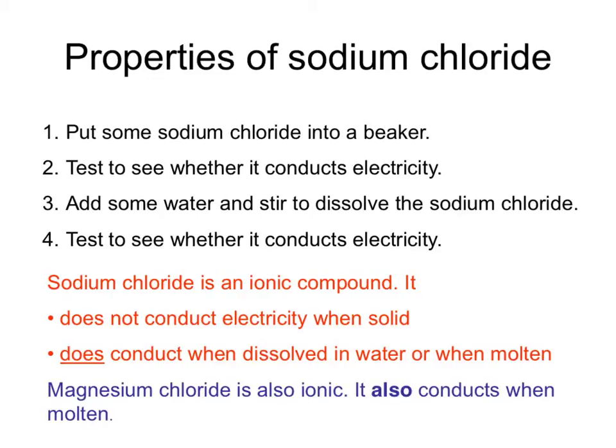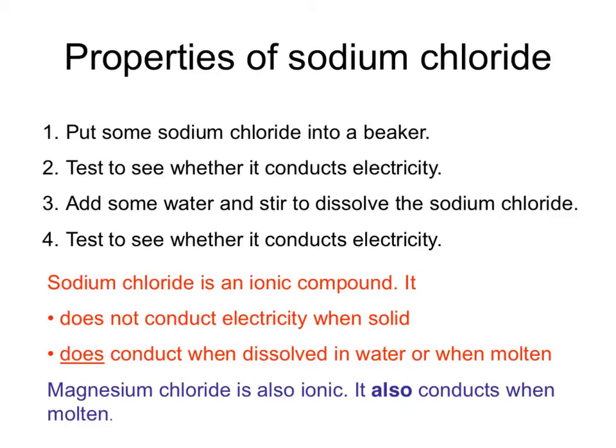Now we know that sodium chloride is an ionic compound formed of ions, and in the solid these ions are held together by electrostatic forces. That means they can't move around and can't conduct electricity. But when the sodium chloride is dissolved in water, the ions are able to be released from each other, are free to move around and can conduct electricity.